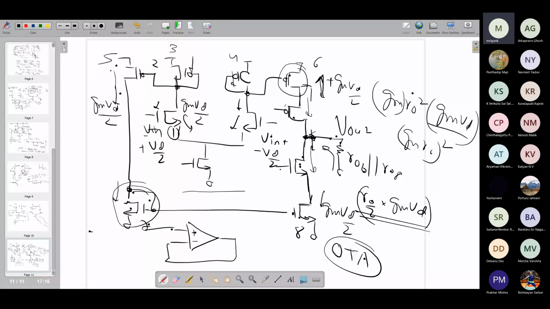So what is the use? What is the benefit of this first differential stage? All the gain we are seeing, the GM RO square gain, is coming from the second stage. But the first stage, what is the purpose?